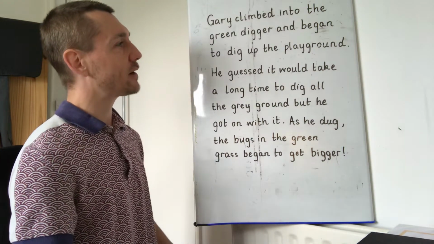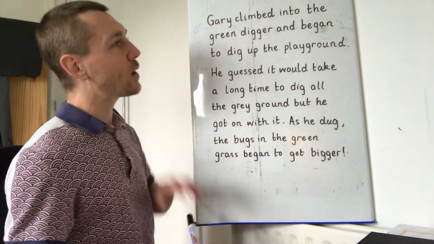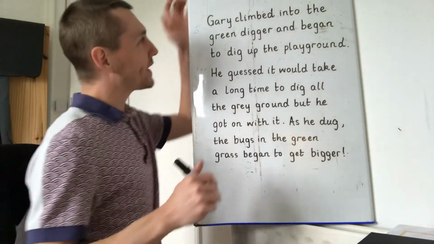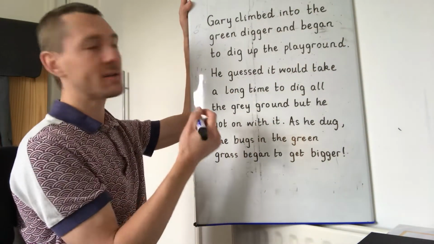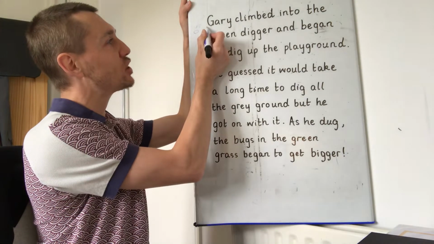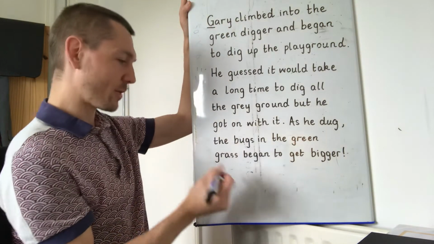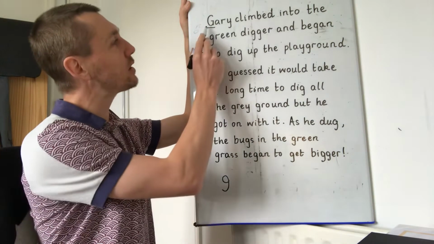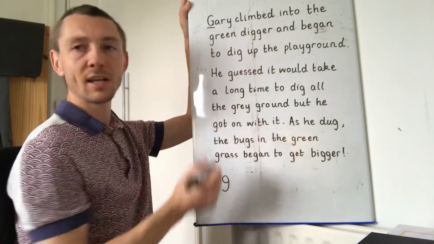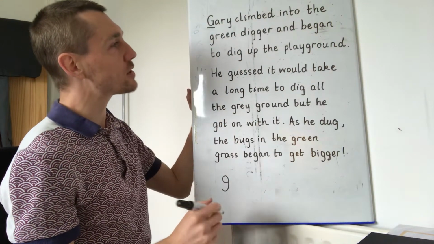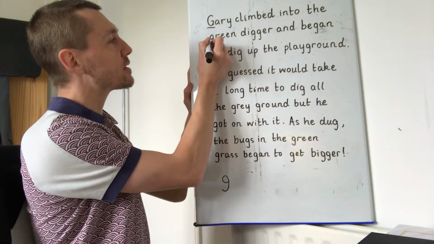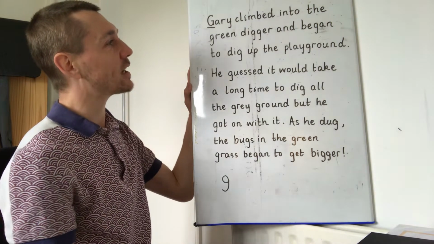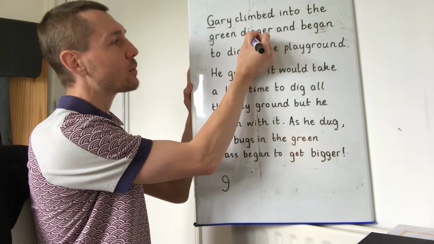Okay, so let's have a look at that first sentence and see where we've got those different spellings of the G sound, okay? So, Gary, well, there's a G sound straight away in Gary's name. It's the G spelling of Gary. So I'm going to write that. And you should have written the word G-A-R-Y, Gary, in your list. Climbed into the green, so you should have written green on your list. Digger, so you should have written digger too, with the double G spelling.